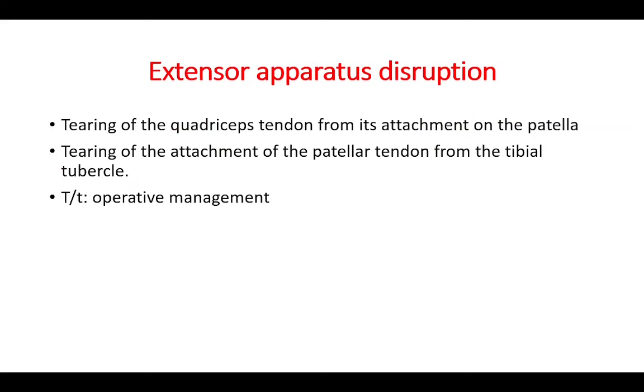Extensor apparatus disruption involves the tearing of the quadriceps tendon from the attachment on the patella, or the tearing of the attachment of the patellar tendon from the tibial tubercle. In both these cases, operative management using bioscrews or a bone to tendon repair is imperative.